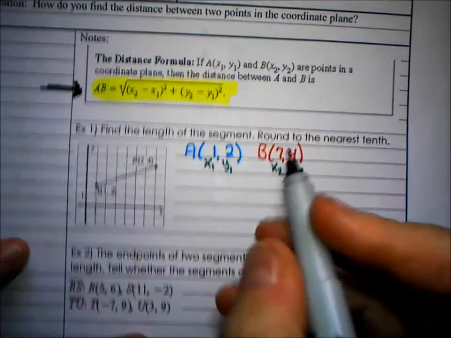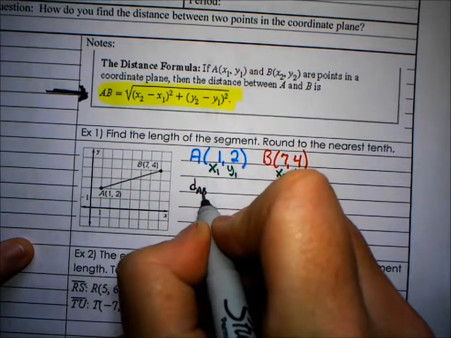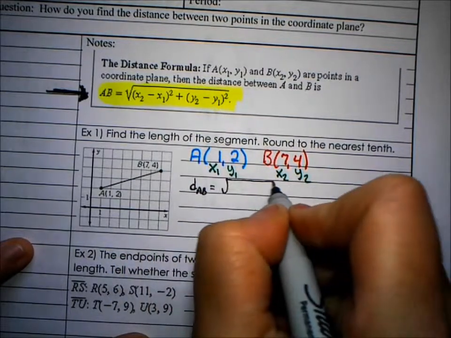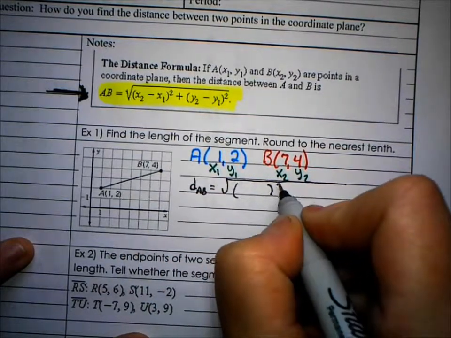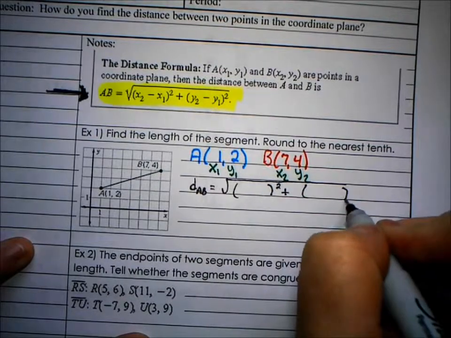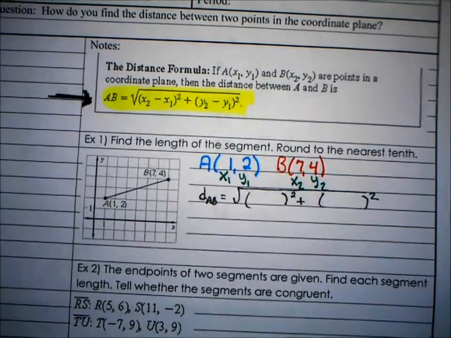If I go to the formula, your distance from A to B, I'm going to put little subscript AB, is going to be these points that I have in my coordinates. So I'm going to put the basic stuff that never changes on my formula there. And now I'm just going to pull in my values. So let me zoom in a little bit.